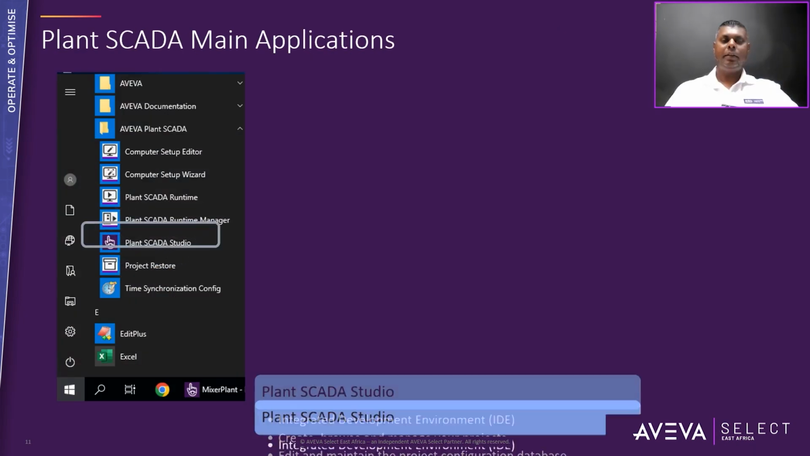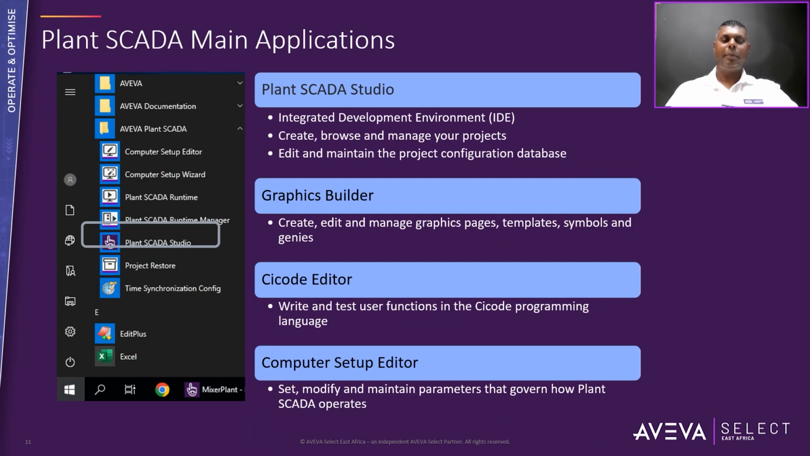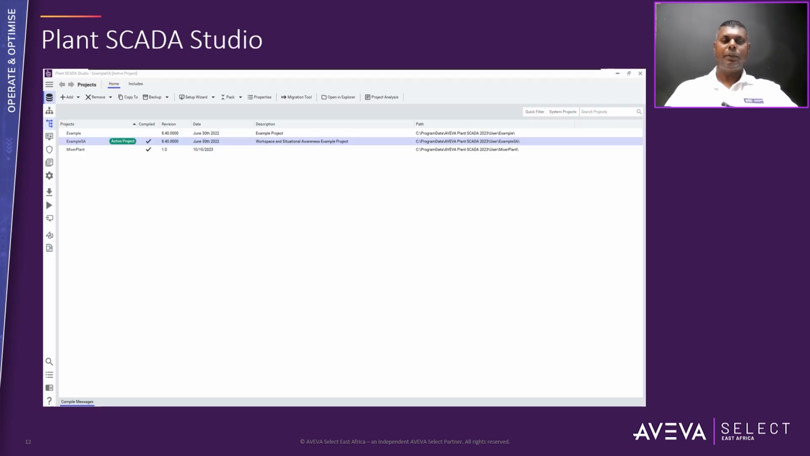In this slide and the next few slides, we take a look at the Plant SCADA main applications. Plant SCADA Studio allows you to create and set up a logical representation of your plant environment. The configured environment can then be used to supervise and control the plant at runtime. The Plant SCADA Studio is divided into several activities such as projects, topology, system model, and deployment, allowing you to access different SCADA functions through a single interface.